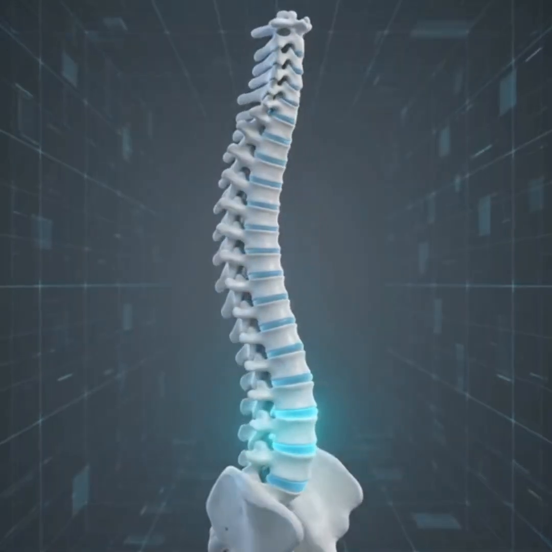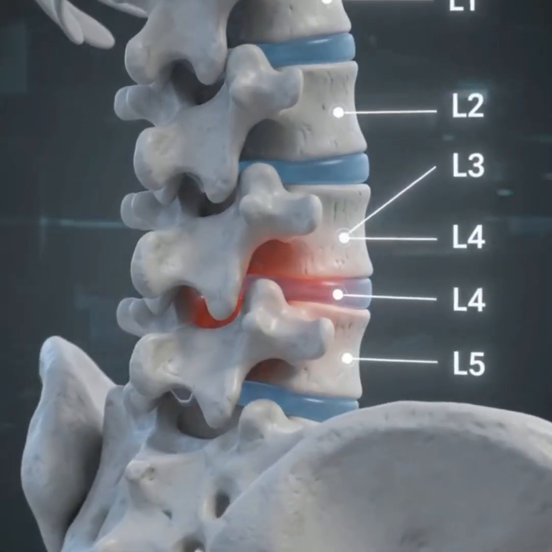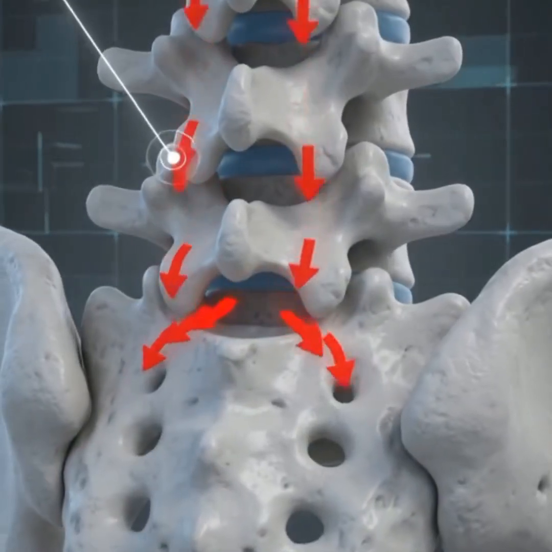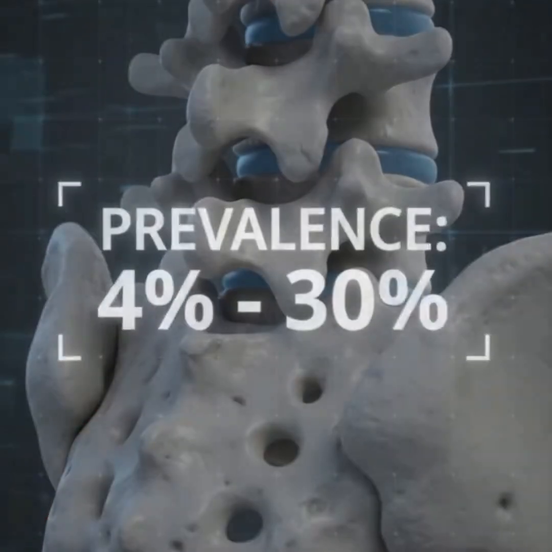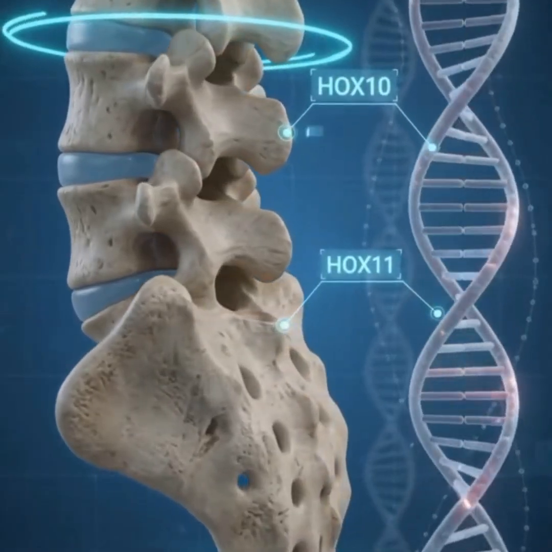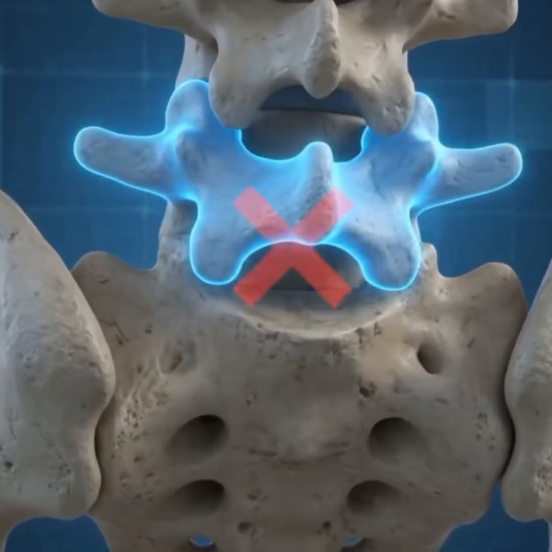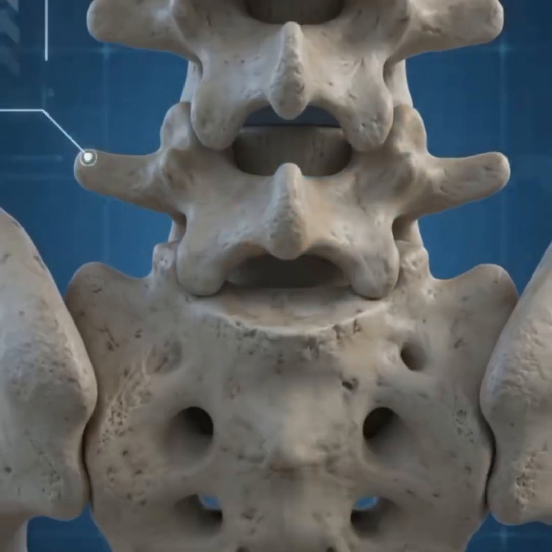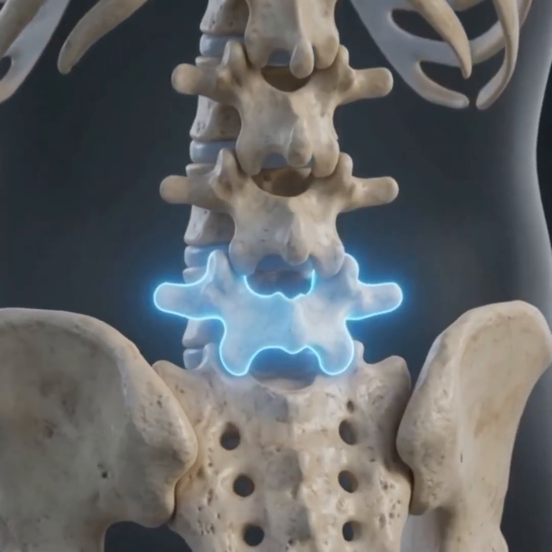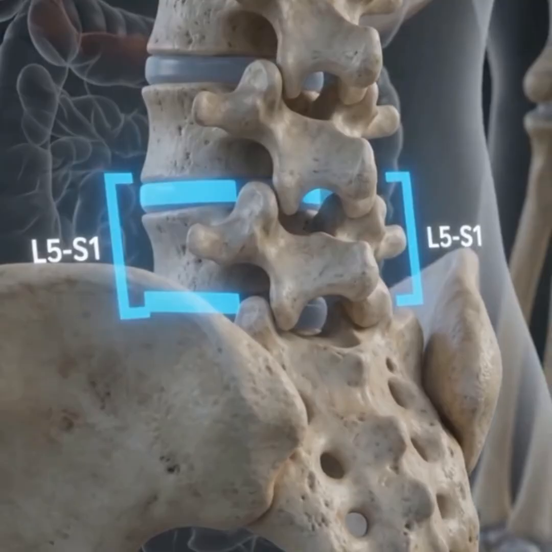Transitional junctions are highly susceptible to developmental errors in segmentation. The most common anomaly is a lumbosacral transitional vertebra, or LSTV. LSTV is caused by a failure of segmentation. It is linked to mutations in HOX10 and 11 genes. In sacralization, L5 fuses to the sacrum. This represents a cranial shift in patterning. In lumbarization, S1 acts as a 6th mobile vertebra.